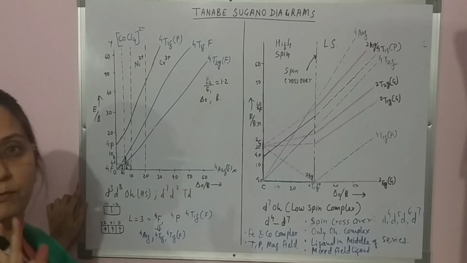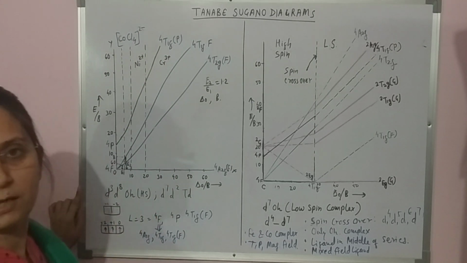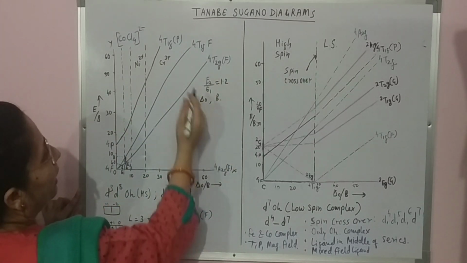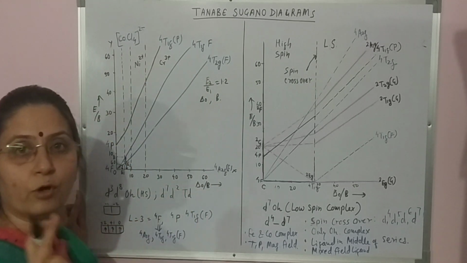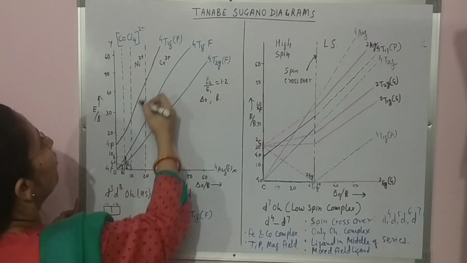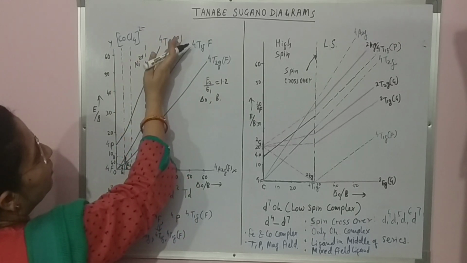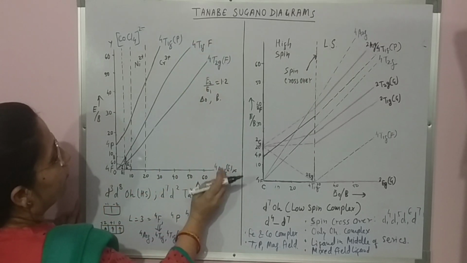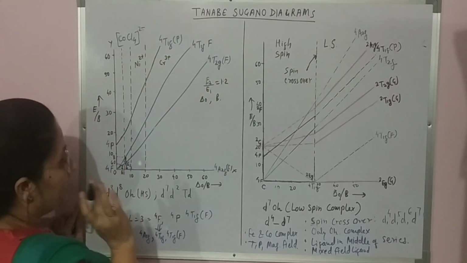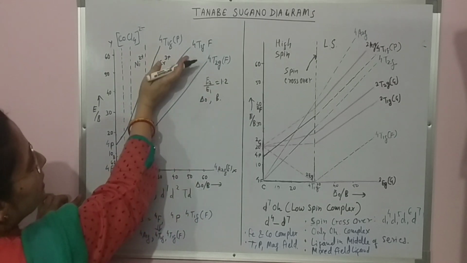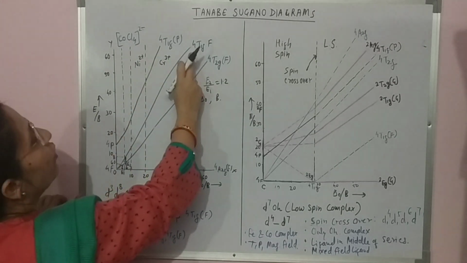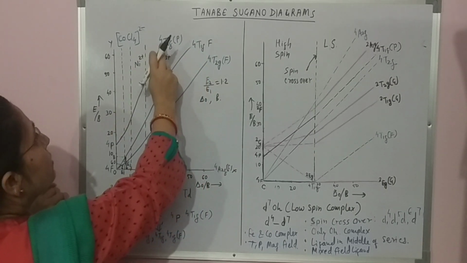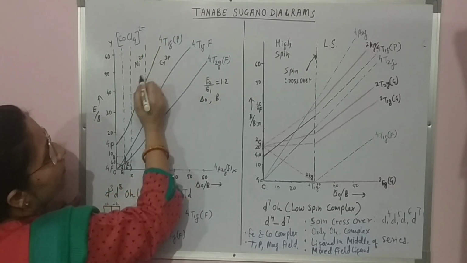So one more thing I want to discuss by this diagram. In the earlier diagram, when we were drawing it for the d2 condition, the line of P, the excited state term T1g, was crossing the excited state term of F, that was A2g. But here the highest energy excited state term for F is 4T1g, and the excited state term for P is also 4T1g. So these two terms will never cross each other.